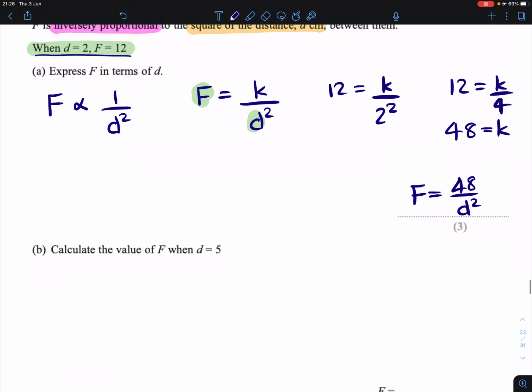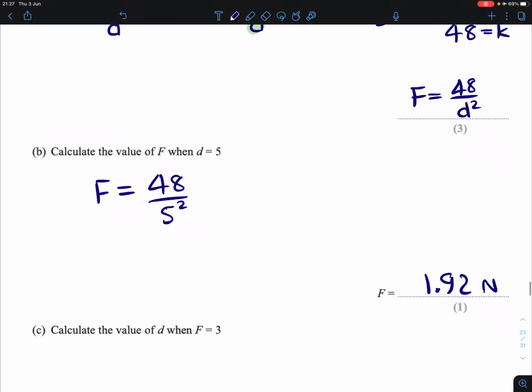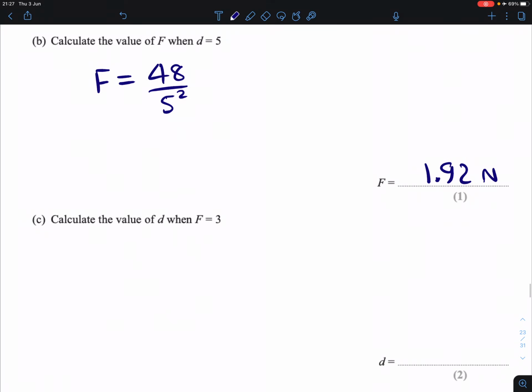Part B, calculate the value of F when d is 5. Well, we just use our formula. Substitute 5 in for d like so, and then let the calculator do the work. You get 1.92 newtons technically.